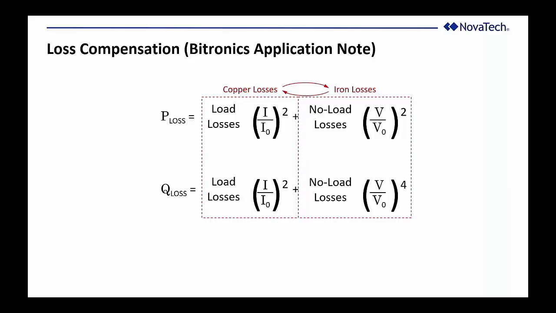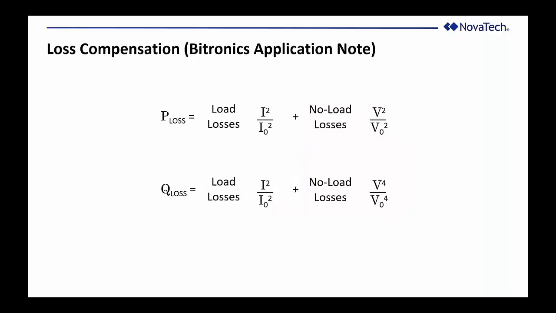Now we're going to play a little bit with these equations by expanding the square factor. You can say the measured current squared over the maximum rated current squared is equal to the number that you multiply by the load losses, either for watts or VARs, and the measured voltage squared over the rated voltage squared times the iron losses combined to form the total watt losses.